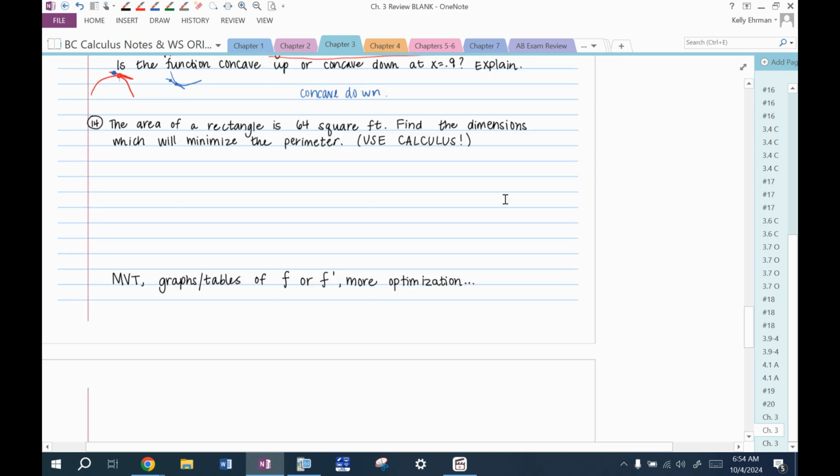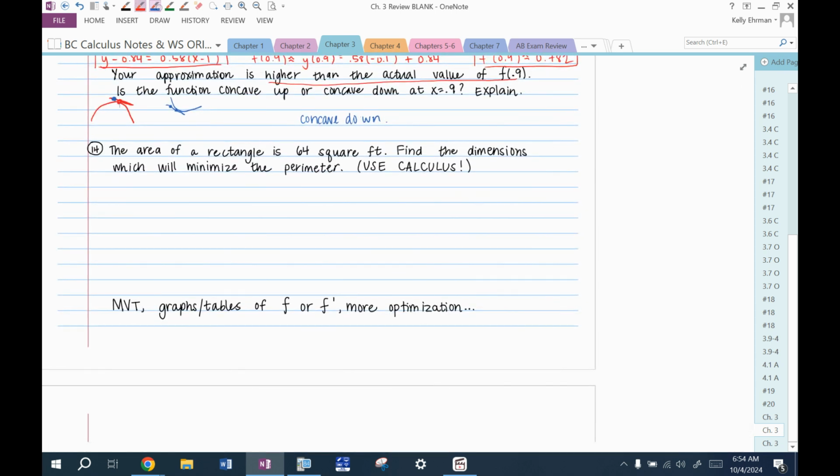Okay, number 14. This is our last problem. The area of a rectangle is 64 square feet. Find the dimensions that will minimize the perimeter, and use calculus, because again, you could do this by finding a vertex, Algebra 2 style. Start with the number they give you.